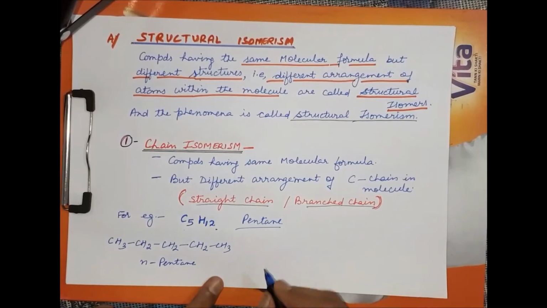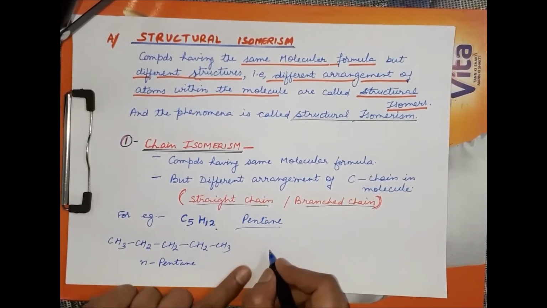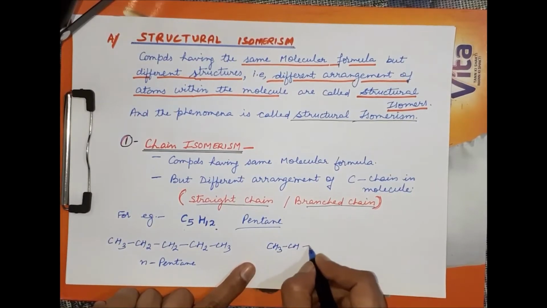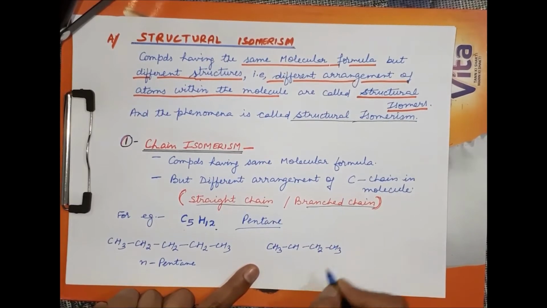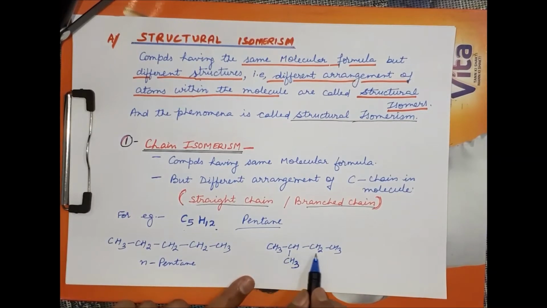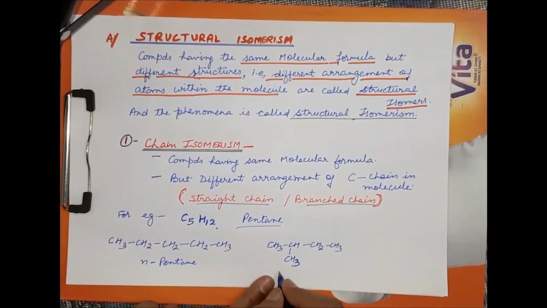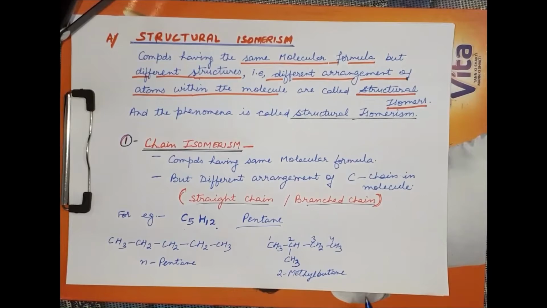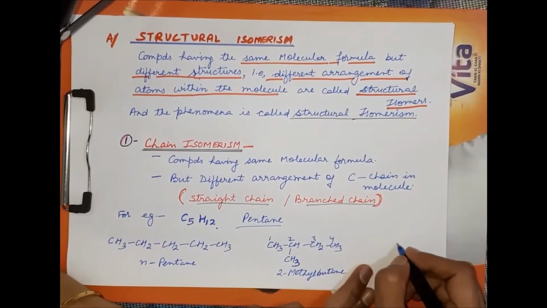We can write it in the form of a branched chain also. Suppose we take only 4 carbon atoms in the parent chain, like this, and 1 methyl group as a branch chain. Here we can see the parent chain is having 4 carbon atoms and 1 methyl group as a substituent, and this is another way to write it, and the name for this will be 2-methyl butane.